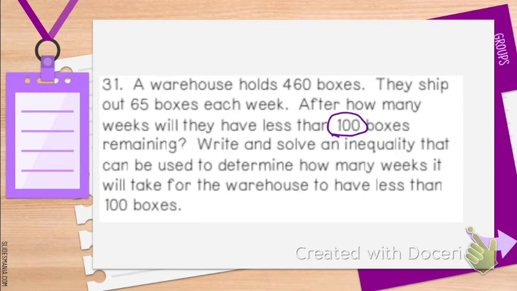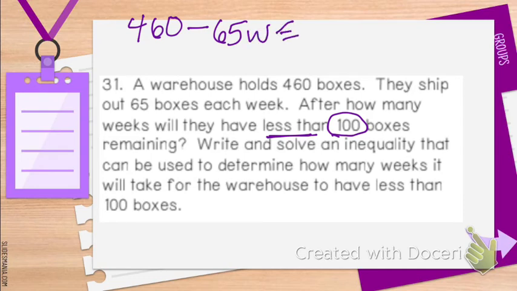All right, so we're looking for that less than. So we know it's an inequality now. Okay, so that warehouse holds 460. And they're going to ship out 65 each week. So when we ship them, we're going to subtract out a certain number. Well, it's 65 times the number of weeks. It doesn't tell me the variable to use, so I'm going to say W. Oh, and a less than, not less than or equal to, just less than 100. Okay, so we start with 460. We're going to subtract 65 for each week and end up with less than 100. So that's what our inequality looks like. So go ahead and solve that now.